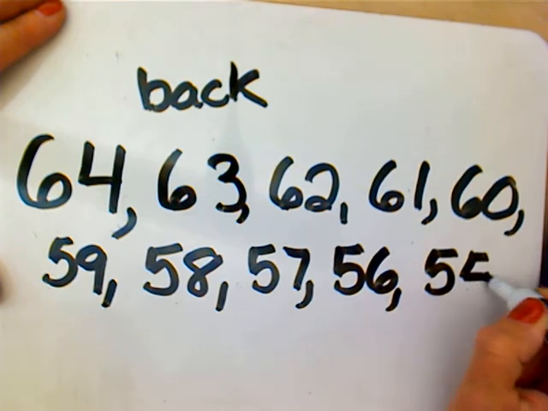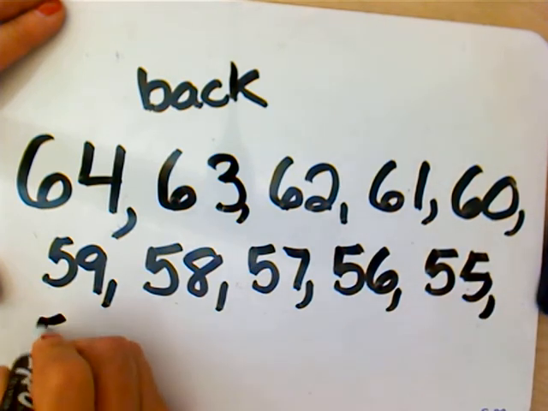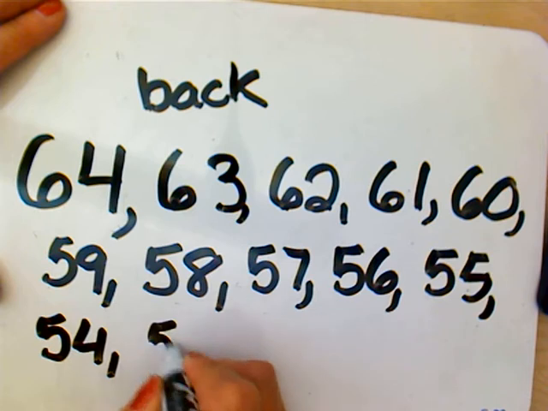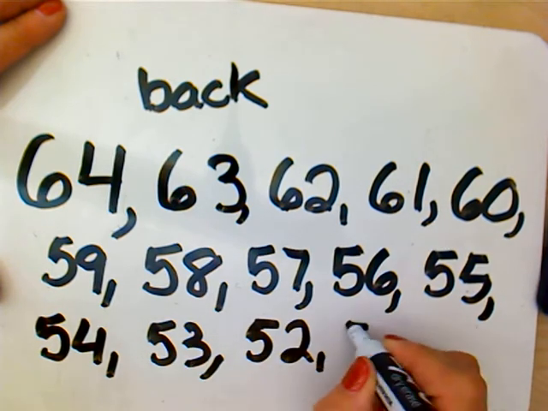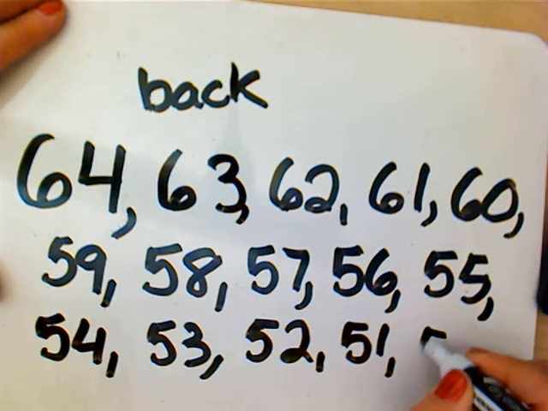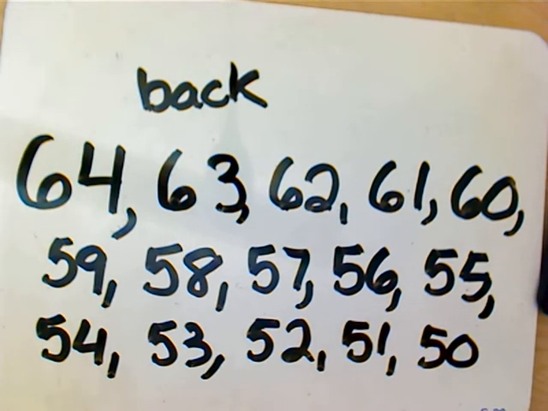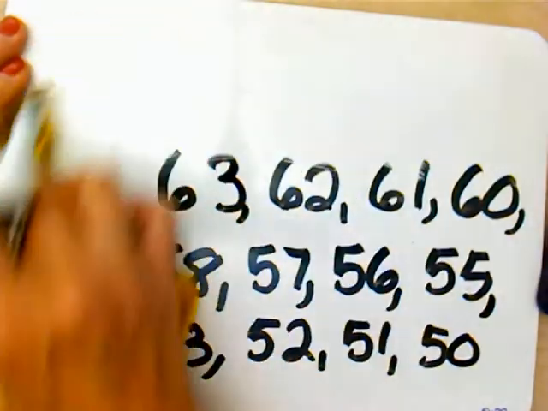Oops, I almost did 54. I need a 55. Then I can do 54, 53, 52. Man, if you got this far, you're fast. 51 and 50. I don't know how far you got, but hopefully you were able to get at least 4 or 5 numbers deep. All right, we're going to try one more.